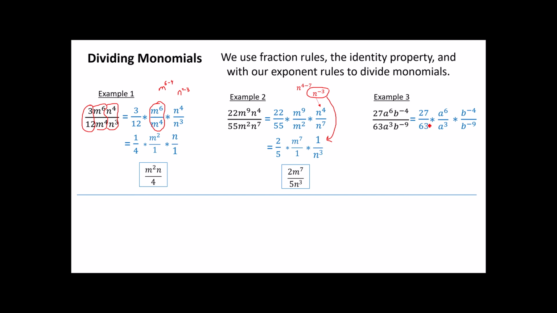27 over 63. I can look at both of these and see that they both have a 9 hiding in them, so I'm going to use my identity property to get rid of that 9. A to the 6 over a to the 3rd, I subtract those, that's a to the 3rd. B to the negative 4th over b to the negative 9 is often a trouble spot for people. Remember, the quotient of powers property says we subtract those. When I subtract negative 4 minus negative 9, I get b to the 5th. When I put this back together, I get 3a to the 3rd, b to the 5th over 7.